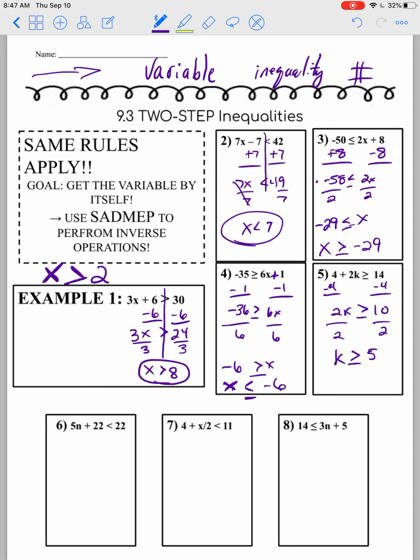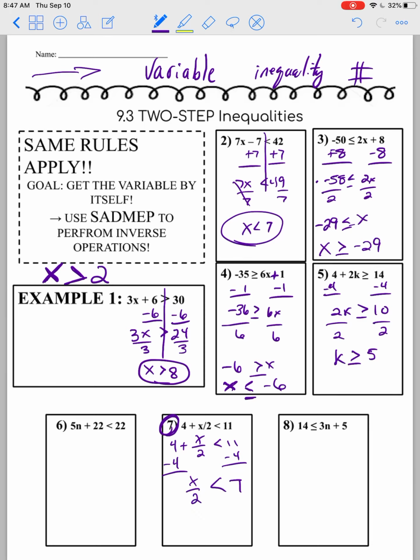All right, folks. Actually, let's do one more. I'm going to do number 7. It's got a division in it. So what this looks like is this: 4 plus x over 2 less than or equal to 11. So I'm going to minus 4, minus 4. 11 minus 4 would be 7. I have x over 2.